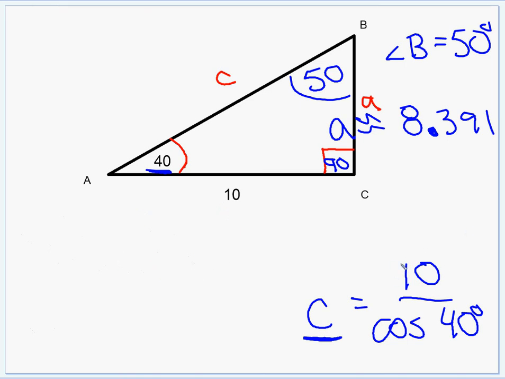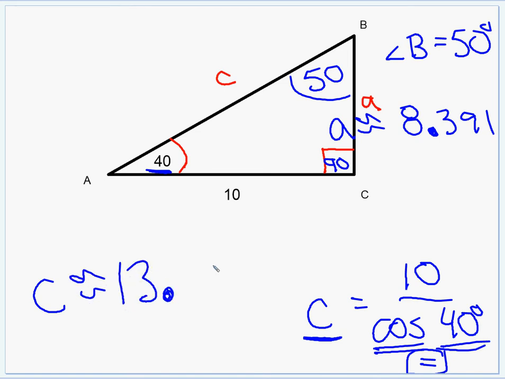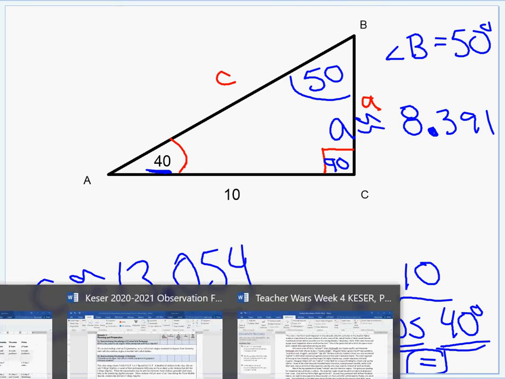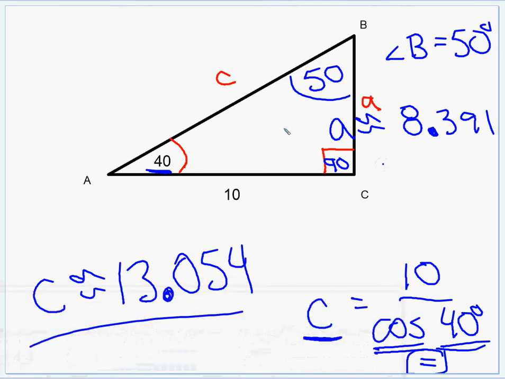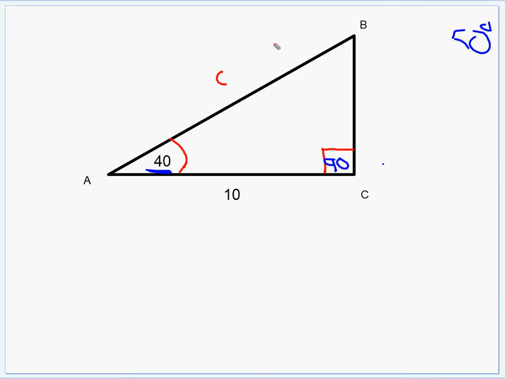So I'd hit 10, divide by, 40, hit the cos key. When you hit the cos, it will take the cos of 40, so you got to hit the equals to actually do the division. So 10 divide by 40 cos, and then equals. C is approximately 13.054 units. And our triangle has been solved. All missing sides found, all missing angles accounted for.